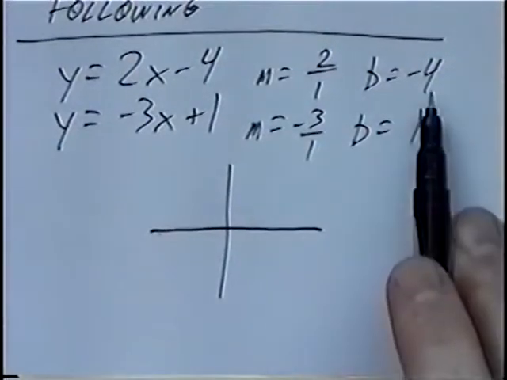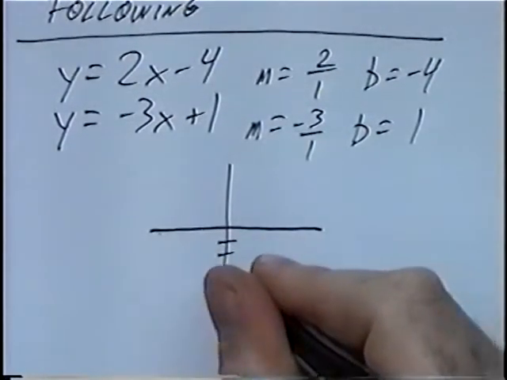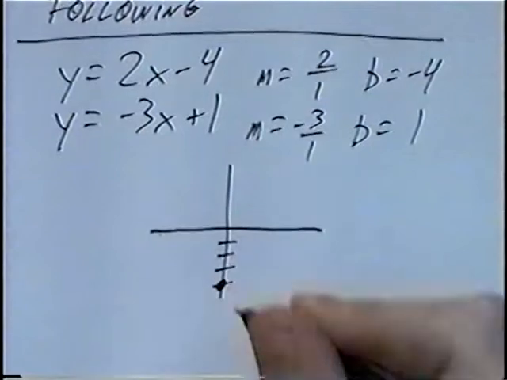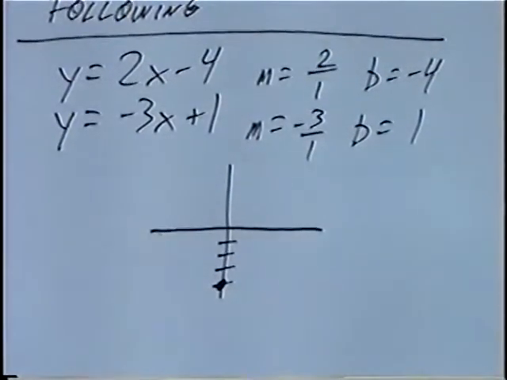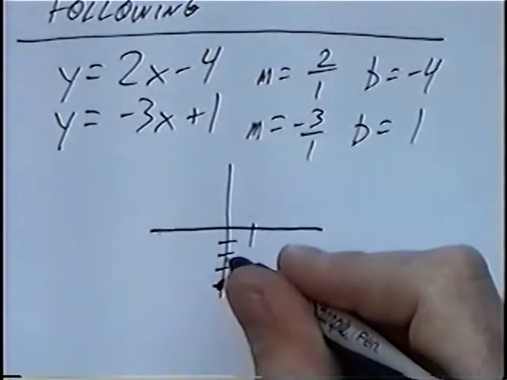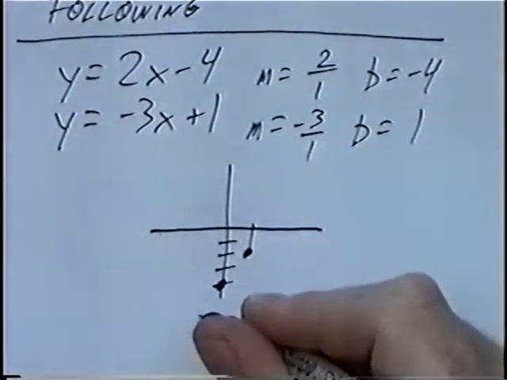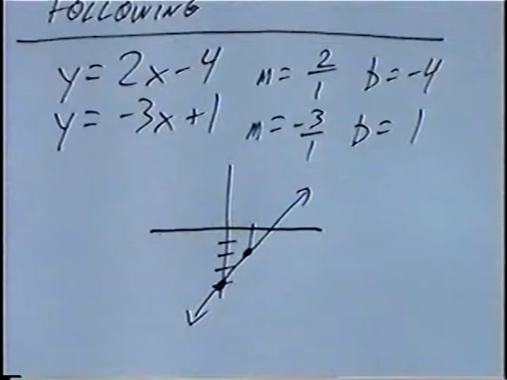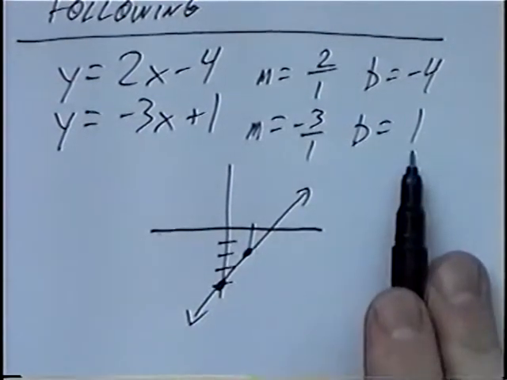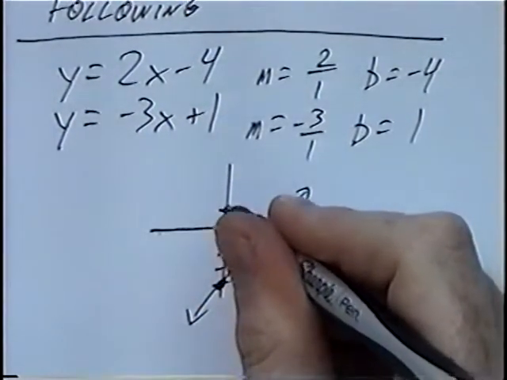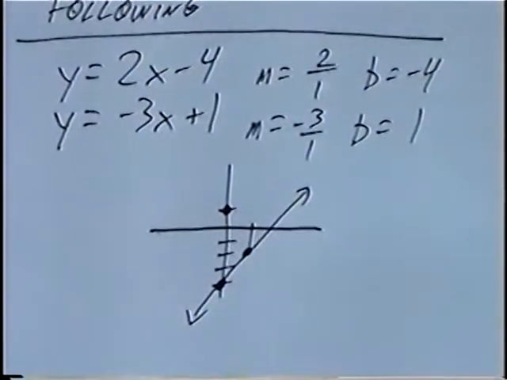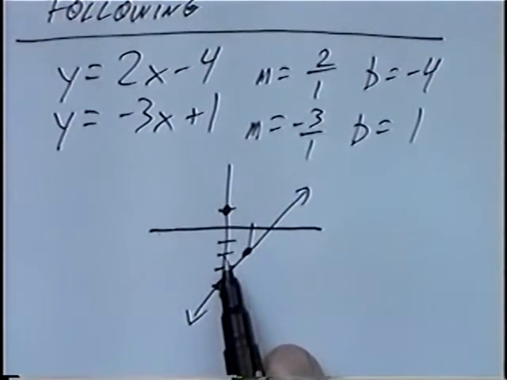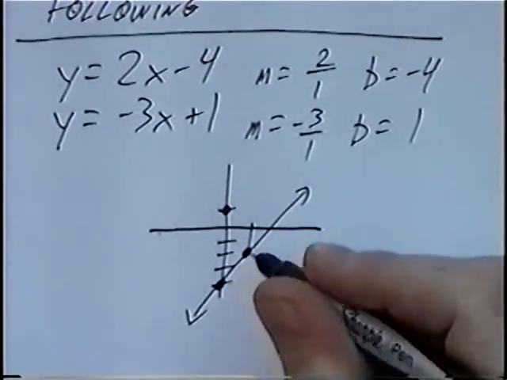The first line, the y-intercept, starts at negative 4. And the slope is 2 over 1, so we'll go up 2 and over 1. Second equation, the y-intercept is positive 1. And the slope is negative 3 over 1, so we'll go down 3 spots and over one spot.